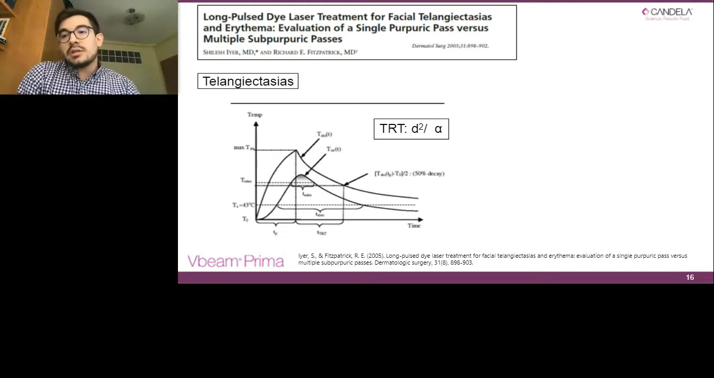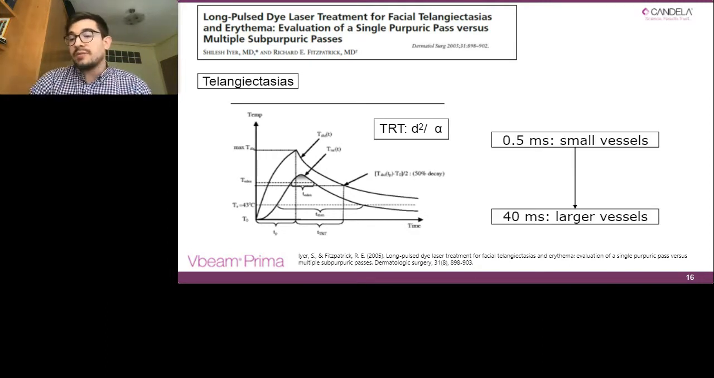This thermal relaxation time is directly proportional to the square of the diameter. So with larger vessels you're going to be able to use a larger pulse duration, whereas with smaller vessels you're going to need a shorter pulse duration. For example, 0.5 or 1.5 milliseconds is going to be useful to treat small vessels, whereas 30 or 40 milliseconds of pulse duration is going to be more useful when treating larger vessels.